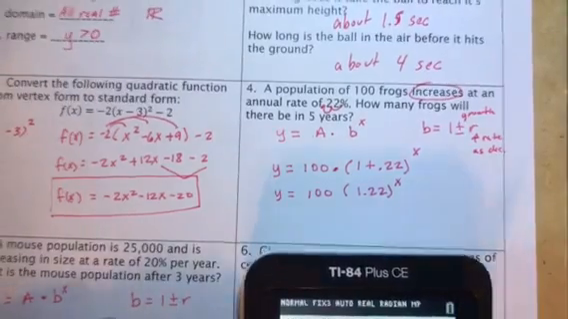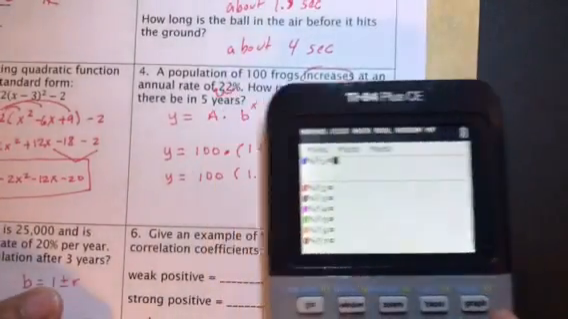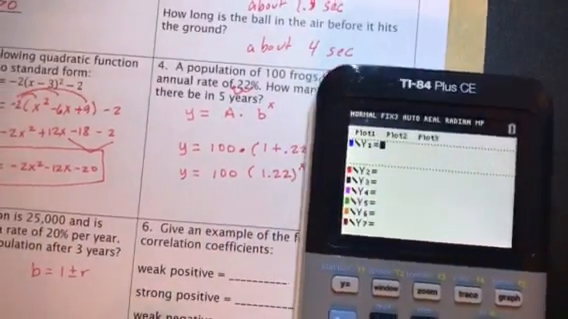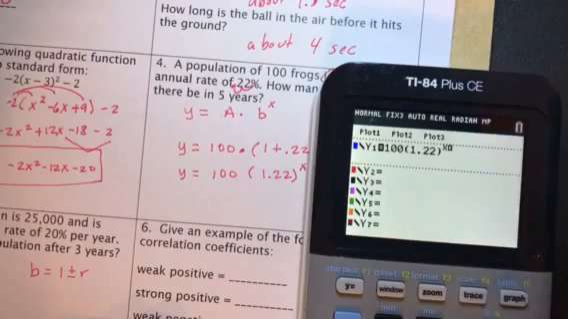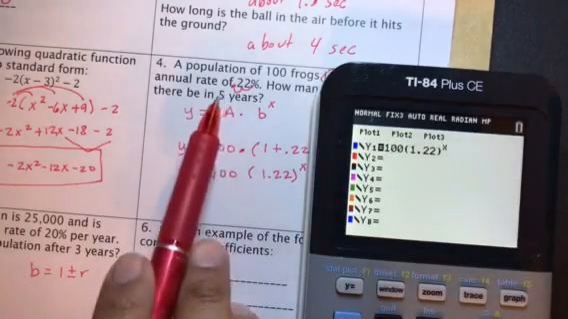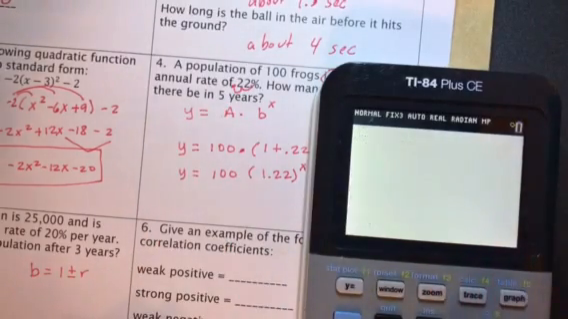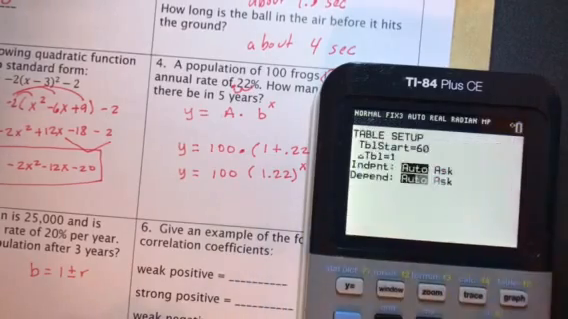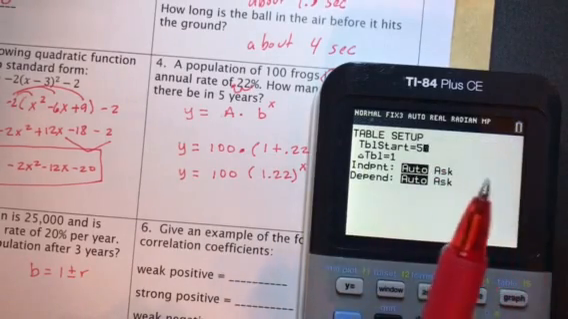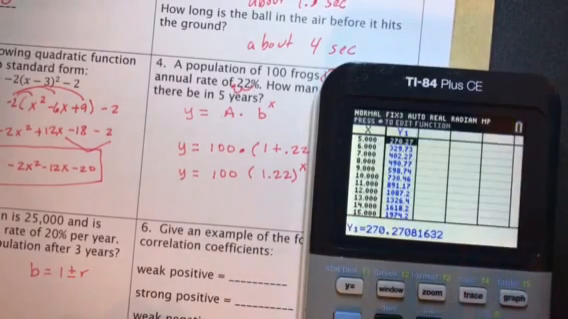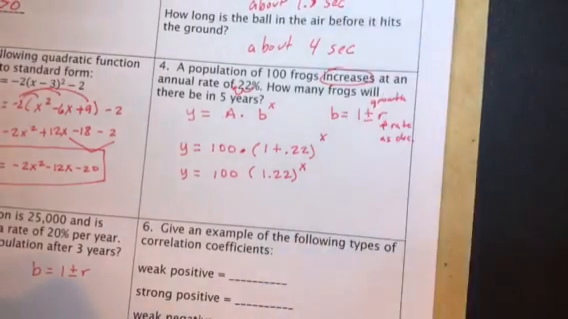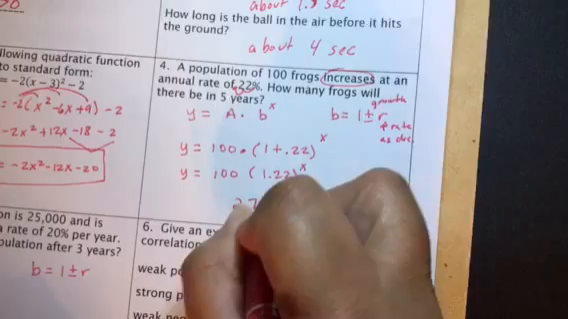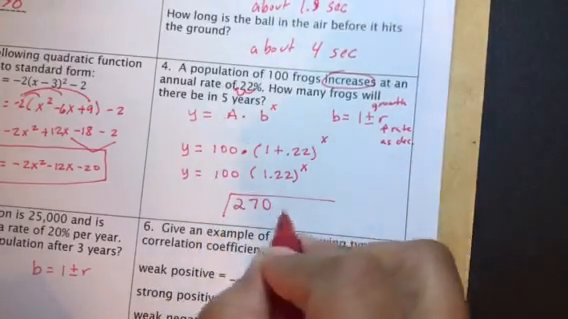So in Y1, I'm going to type in 100 times 1.22 raised to the x power. And it wants after 5 years. So I'm going to go to second graph, and I'm going to go to 5. Roughly 270. So there's going to be about 270 frogs when we're done.